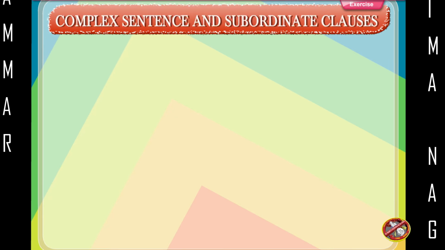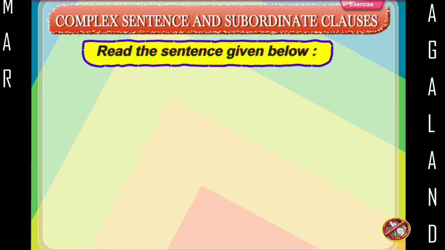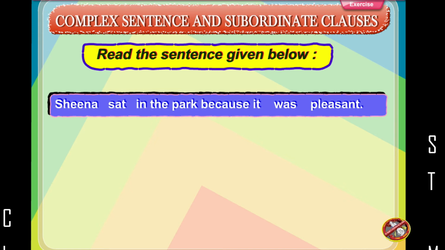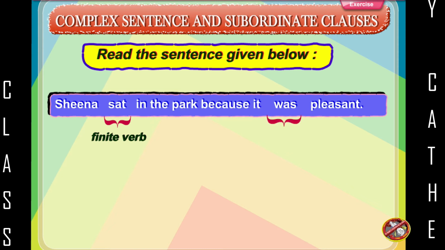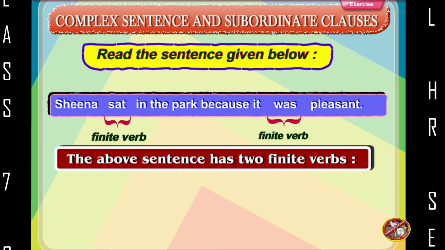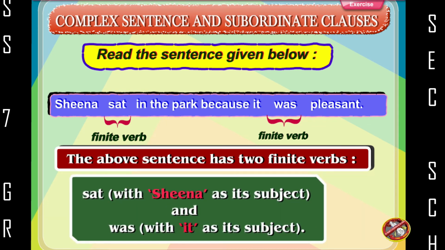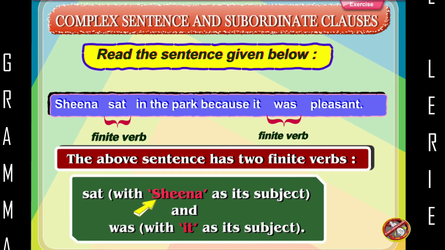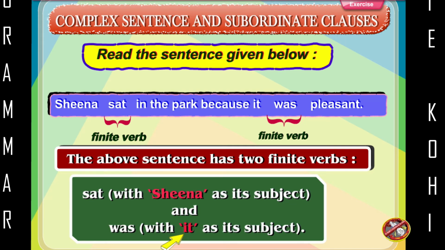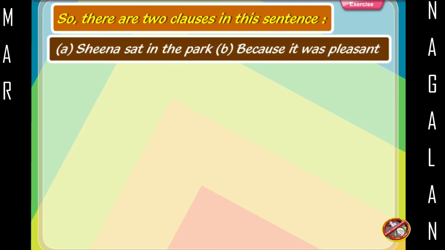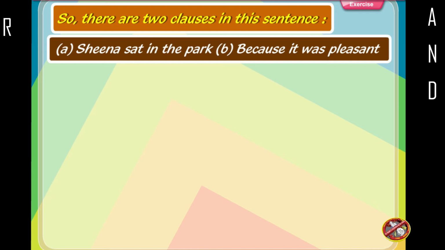Complex sentence and subordinate clauses. Read the sentence given below. Sheena sat in the park because it was pleasant. Finite verb, finite verb. The above sentence has two finite verbs. Sat, with Sheena as its subject, and was, with it as its subject. So, there are two clauses in this sentence. Sheena sat in the park because it was pleasant.